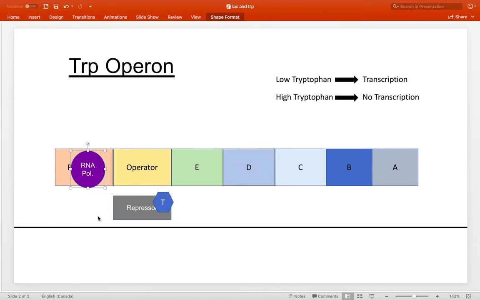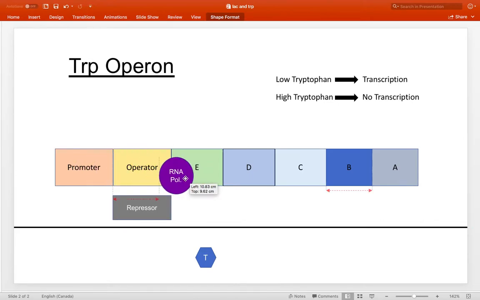However, in an environment with low tryptophan, there will not be a co-repressor. Therefore, the repressor cannot bind to the operator, and the RNA polymerase can move freely throughout the operon again and code the genes, creating the mRNA, and then again being translated into polypeptides, creating the enzymes that will create tryptophan. Thanks.